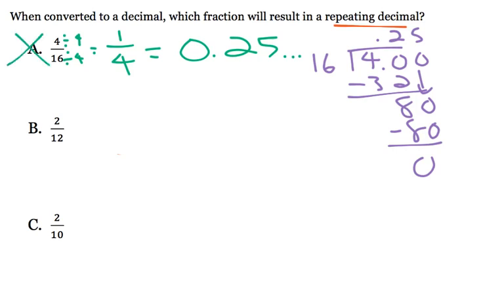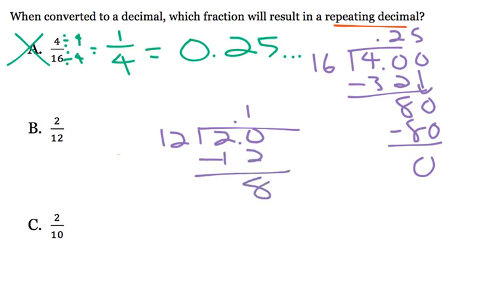So we have 2/12. If I want to write that as a decimal, I could go straight to long division. So I'd have 2 divided by 12. And again, since 12 doesn't go into 2, I'm going to add a decimal point and a 0. And then 12 goes in once. 12 times 1 is 12. Since we have a remainder, I'm going to bring down another 0. And then 12 times 6 is 72. And that would give us 8.